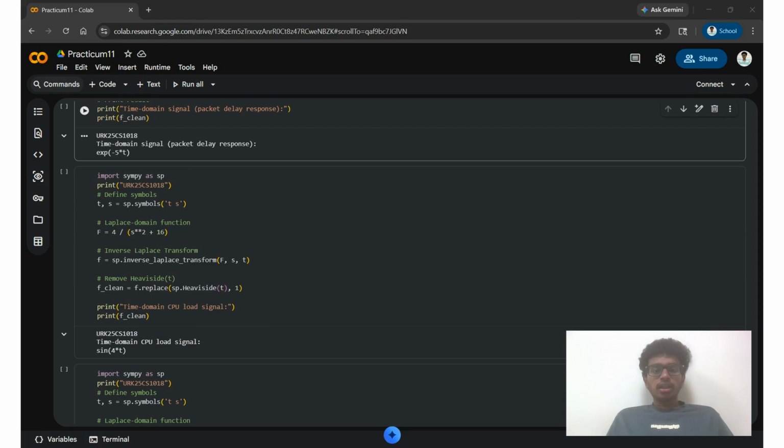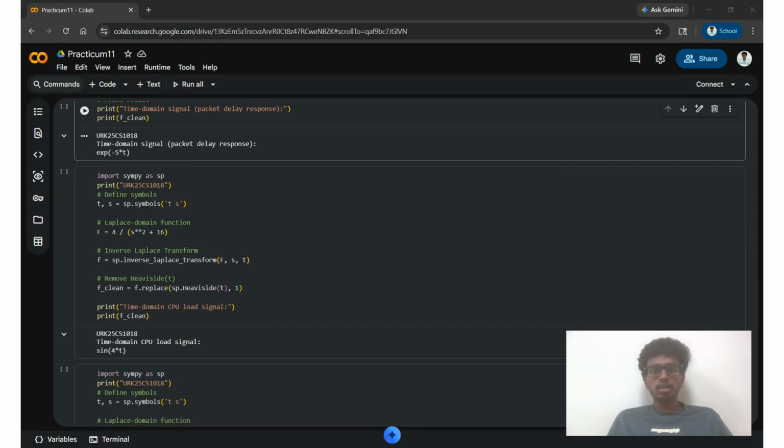For the next one, we look at CPU load response in cloud computing. The given function is 4 divided by s squared plus 16. When we apply the inverse Laplace transform, we get a sine function, specifically sine of 4t. This follows a standard mathematical result where expressions of this form produce sine outputs. This indicates oscillatory behavior.